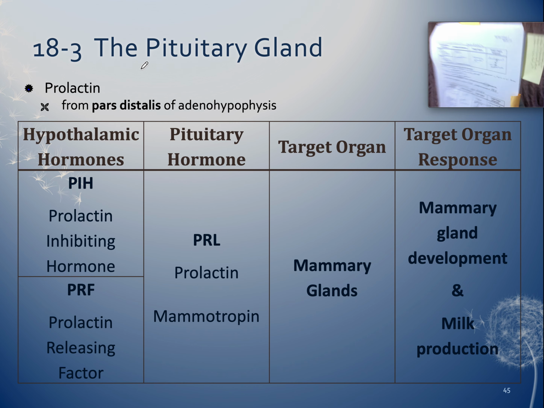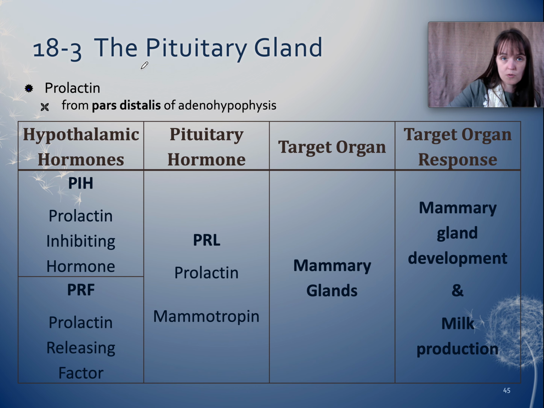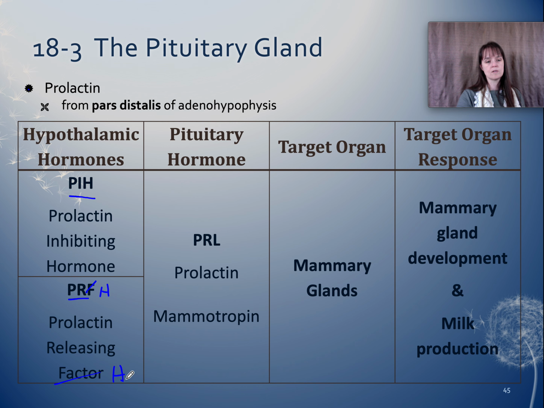So we're on page 13 now to talk about prolactin. Prolactin makes you lactate, which is the milk. As we saw in a previous picture, you have both a releasing hormone and an inhibiting hormone. Prolactin releasing hormone and a prolactin inhibiting hormone. And of course, prolactin, mammotropin, goes to the mammary glands. Target response is mammary gland development and milk production.